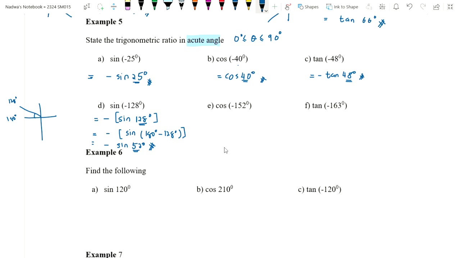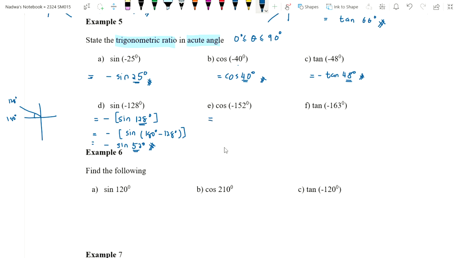You cannot simply press the calculator because they are not asking for the value of sine negative 25, no. They only ask for the trigonometric ratio. Trigonometric ratio means sine, cos and tangent, but in acute angle. So we cannot press the calculator because the calculator will give you the final answer. We don't want the final answer.